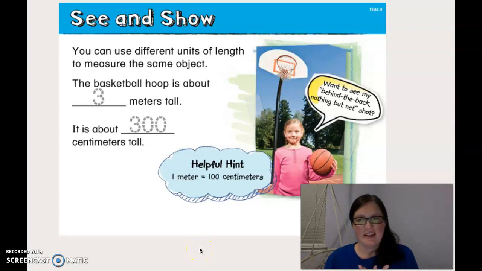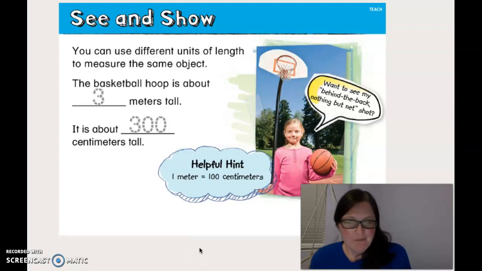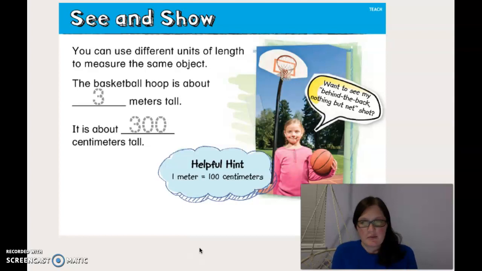Hey everyone, in this lesson we're going to be working with just one page today, 695. We're going to do two different parts of the lesson, but they kind of go together, so we just did one page. I want to talk a little bit more about centimeters and meters. I know we kind of covered it a little bit in the last lesson, but we're going to go a little more in depth with it.